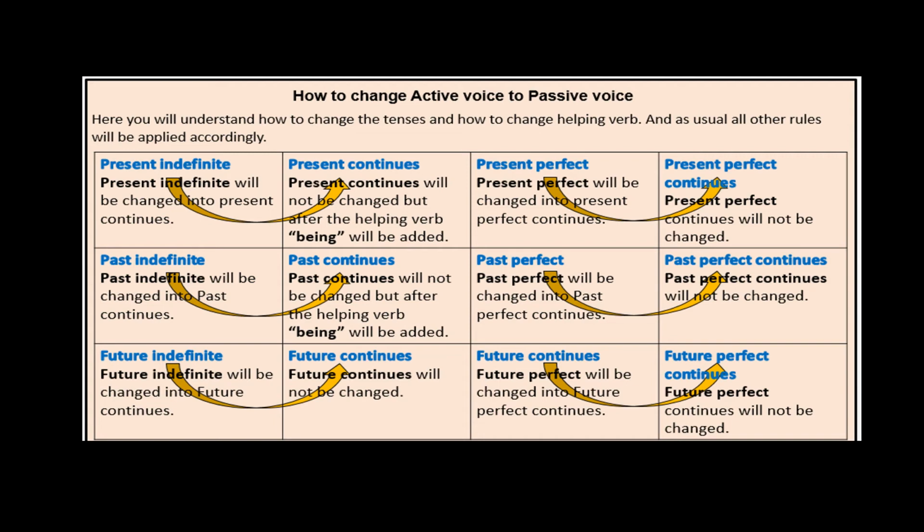So giving you a glimpse of it now, present indefinite will change into present continuous. But present continuous will not change. However, it will use the helping verb being. Similarly, past indefinite will change into past continuous. Future indefinite will change into future continuous. Present perfect changes into present perfect continuous. Past perfect changes into past perfect continuous. Future continuous changes into future perfect continuous. This is just a glimpse. We are going to deal with this slide in detail in our next video lesson.